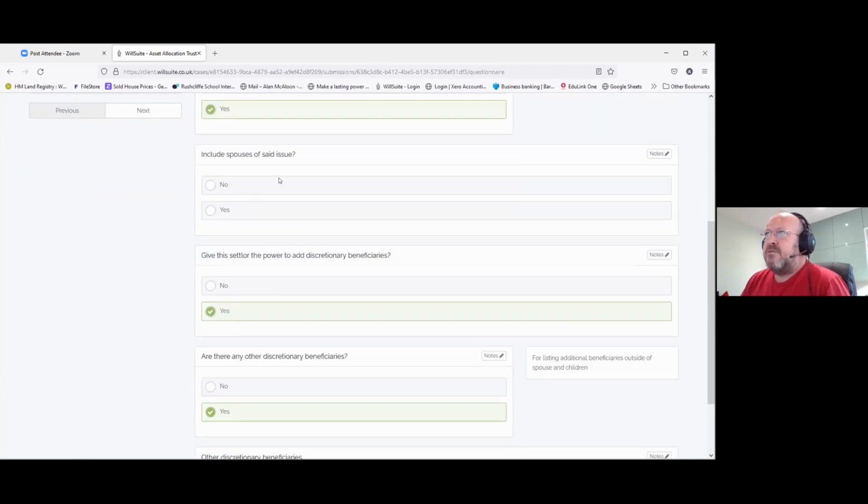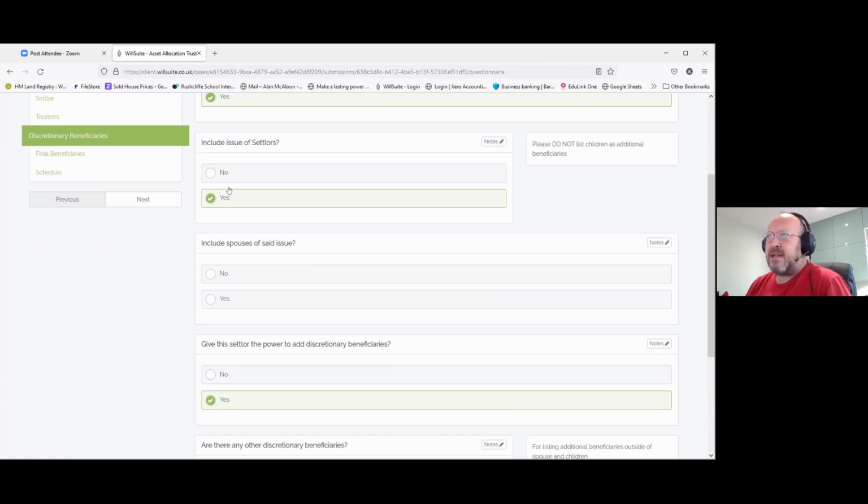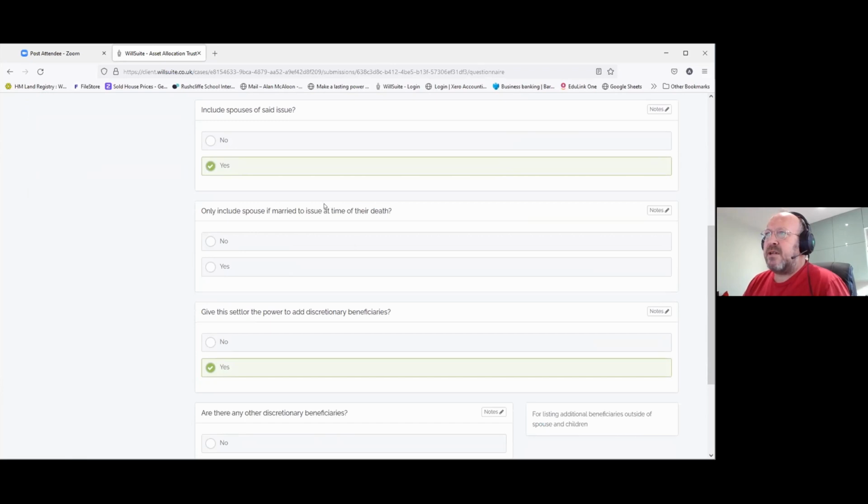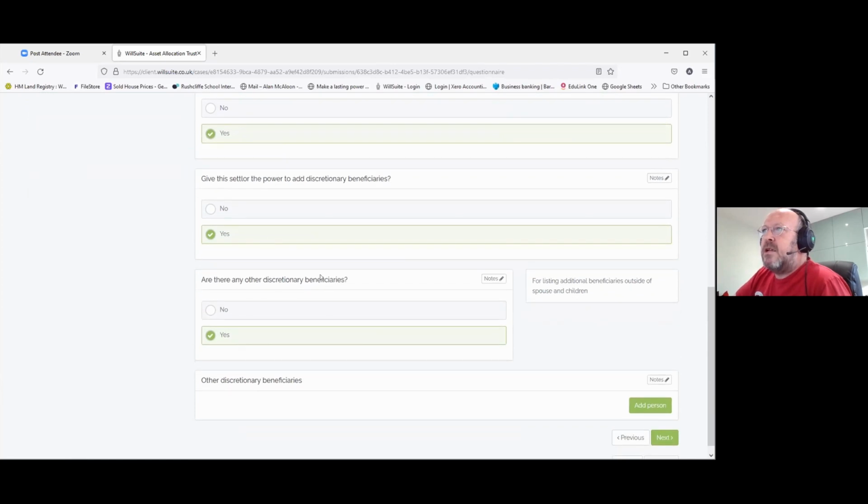Include spouses of issue. So they've said, yes, I want all my children to benefit and my children's children. Spouse is something that's very, very client specific. Some people are very much, no, I don't want my daughter-in-law to inherit. And others are very much, yes, if my son's died, I want my daughter-in-law to get it. So this is just a personal choice. If you do pick yes, then you've got the chance to say only if they're married. So perhaps they got divorced just a year before the clients died. So yes.